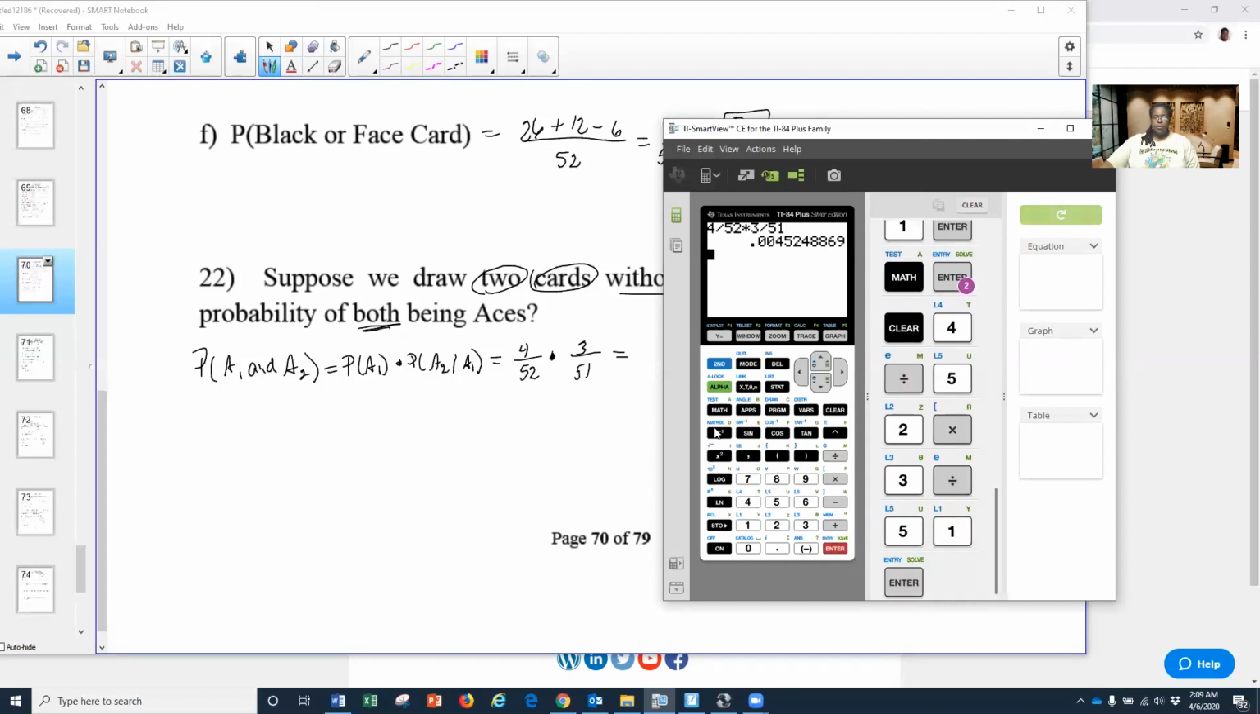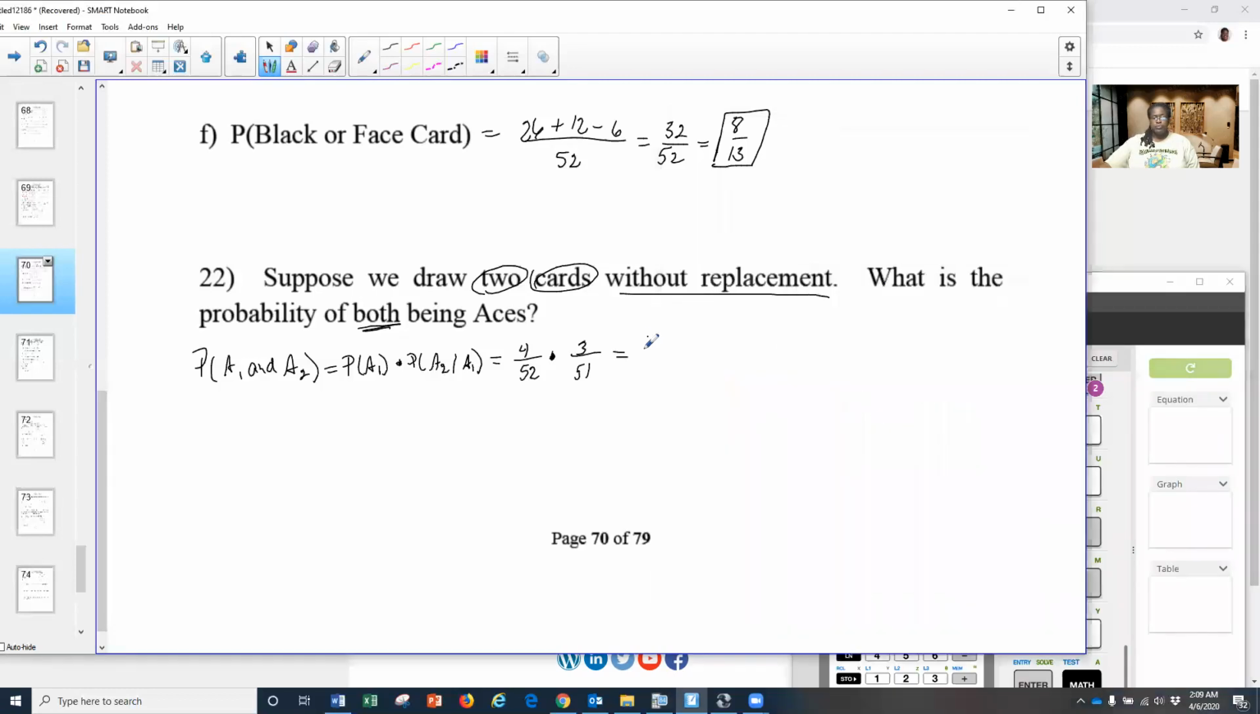There's your funky decimal. See if we can write it as a reduced fraction. And we can, 1 over 221. So here is our answer. But be careful again. This is an and problem. So 2 events without replacement, all right, and using and, not, you're using and, not or.